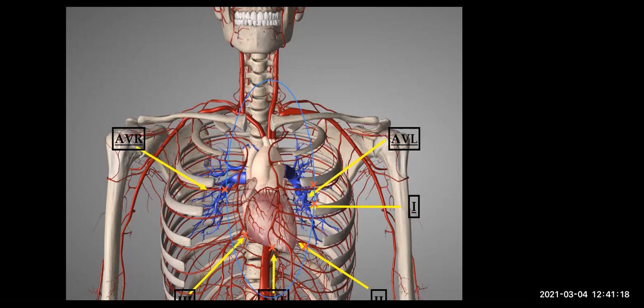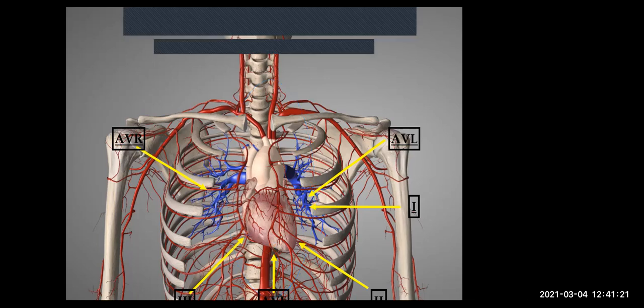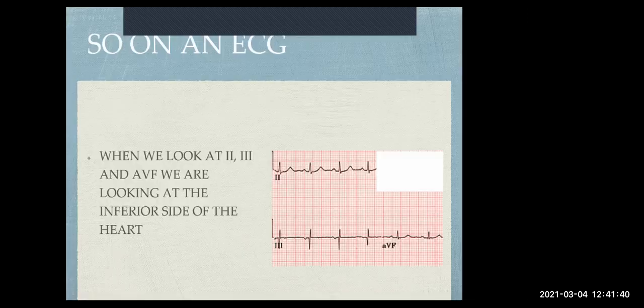All right. Okay, so let's just move ahead a little bit. Okay, so let's just revise it one more time. So one group that we have is lead 1 and AVL. They are both looking at the high lateral side of the left heart. Leads 2, 3, and AVF are looking at the inferior border of the heart, and lead AVR is looking at the right-hand side. Okay, very good.